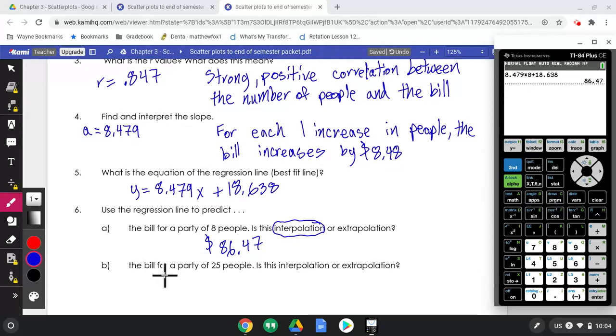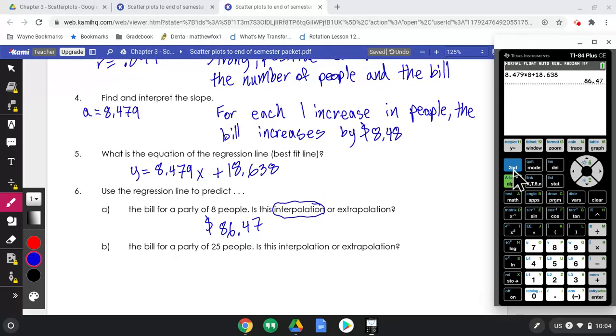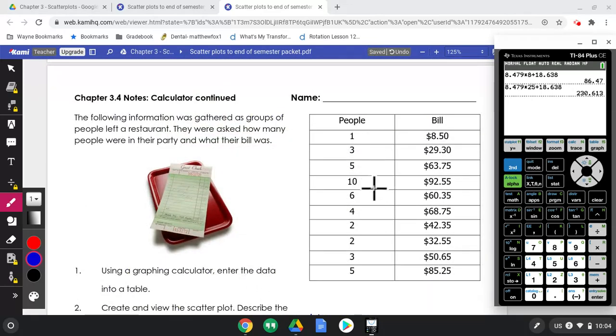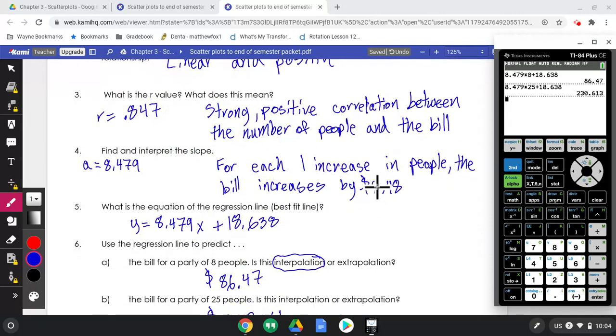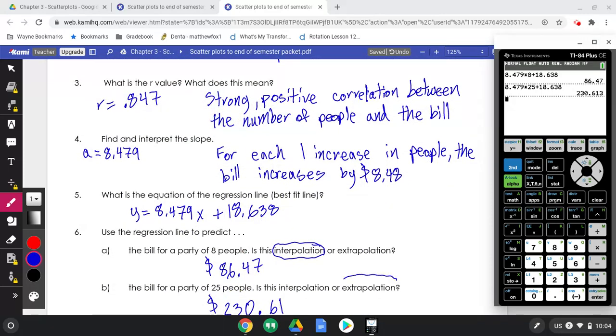Okay, so for our next one, the bill for a party of 25 people. Do the same thing. We just type 8.479 times 25 plus 18.638. Okay, just like we did last time. And this time we get 230.613. Now, once again, we want to round to the hundredths because it's money. So 230.61. Now, let's check. 25 people. This was between 1 and the high was 10. 25 is bigger than 10. So this is definitely extrapolation here.